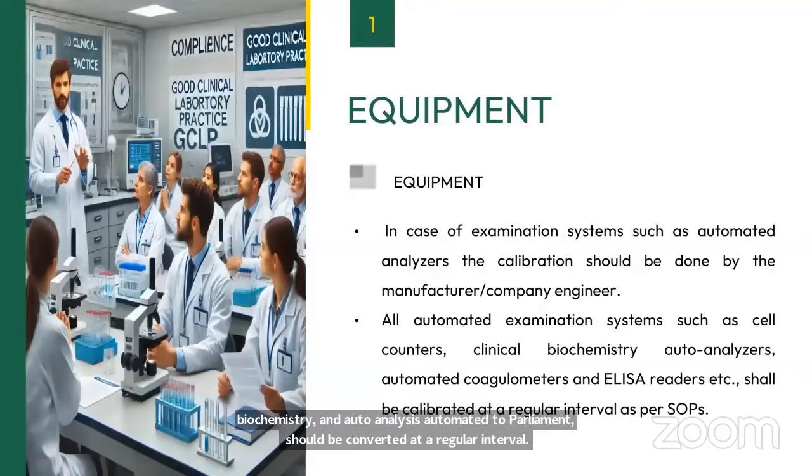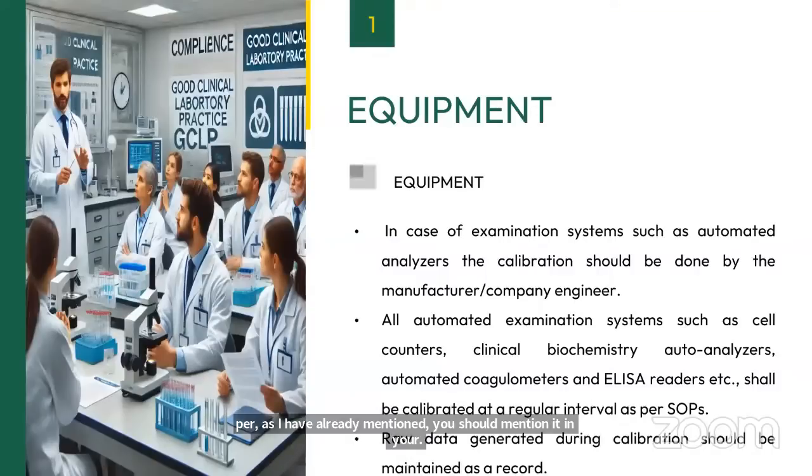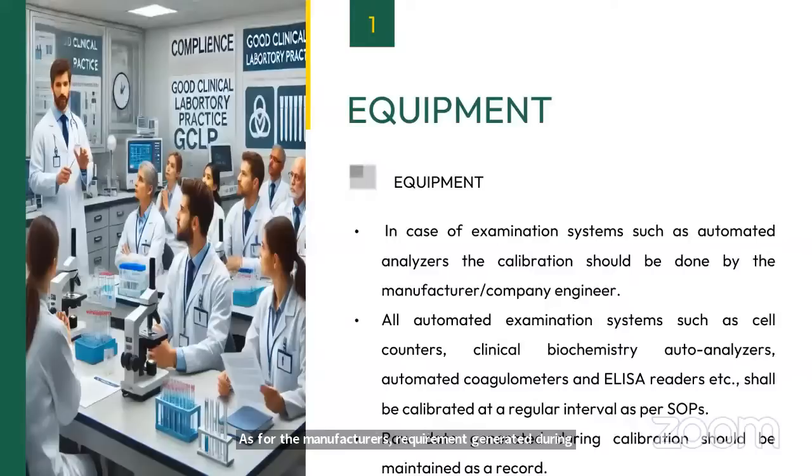As I have already mentioned, you should mention it as per the manufacturer's requirement. Raw data generated during the calibration should be maintained as a record. So whatever raw data is generated, whatever calibration curves are generated, whatever the values of the voltmeter or the ammeter, or whatever other readings of your cuvettes and syringes there are, all those data should be recorded and kept as raw data for your calibration.